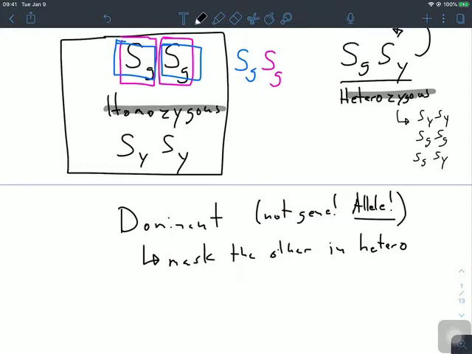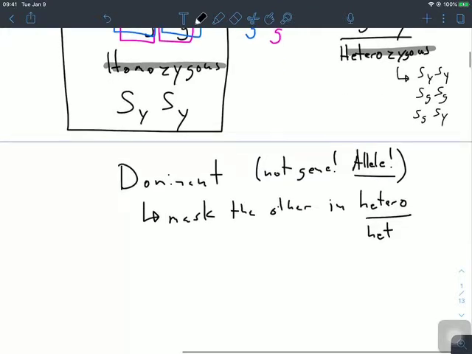And I will abbreviate heterozygote as het from here on out. Het and hom, or homozygote. So, the way to determine dominance is by looking at the phenotype in a het.